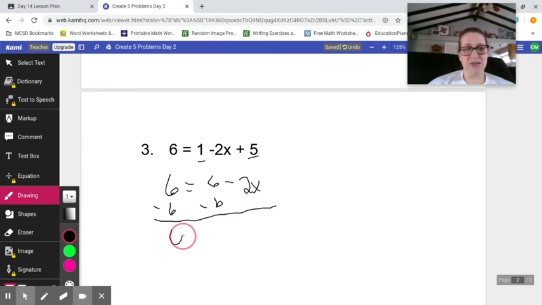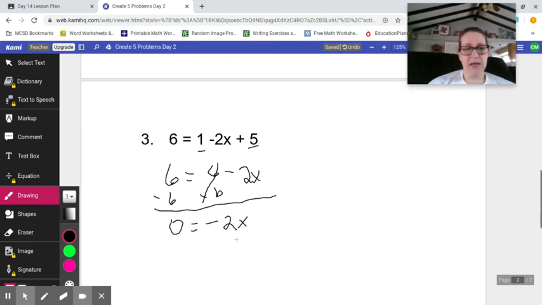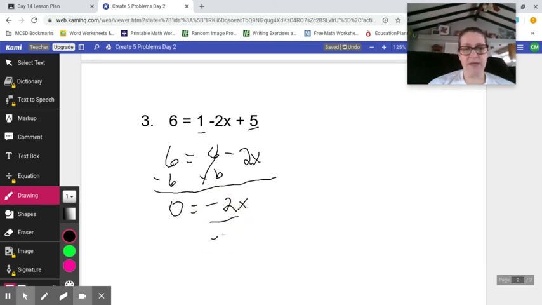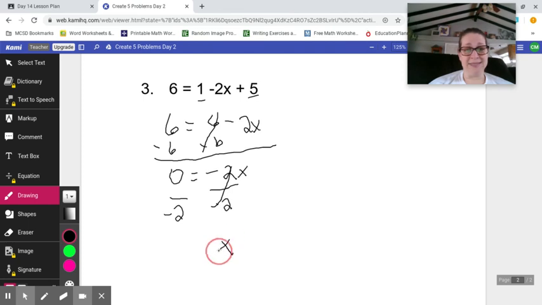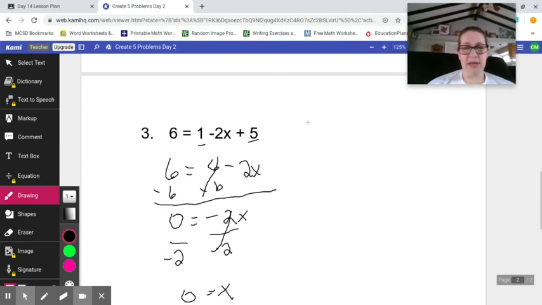6 minus 6 is 0. Equals negative 2x. Okay, to get rid of the negative 2, I've got to divide by negative 2. And 0 divided by negative 2 is 0. Okay, let's go ahead and plug that into our equation and see if it checks. Okay, so 6 equals 1 minus 2 times 0 plus 5.